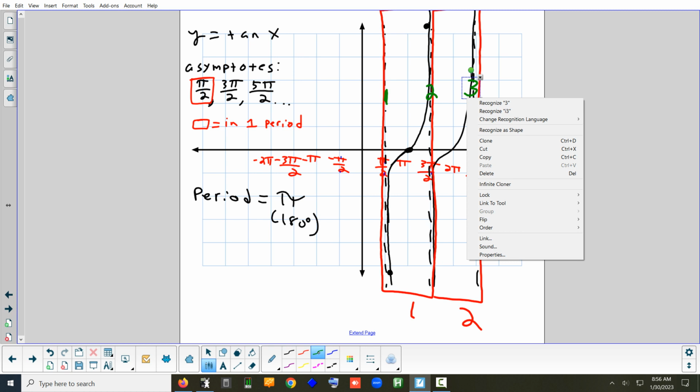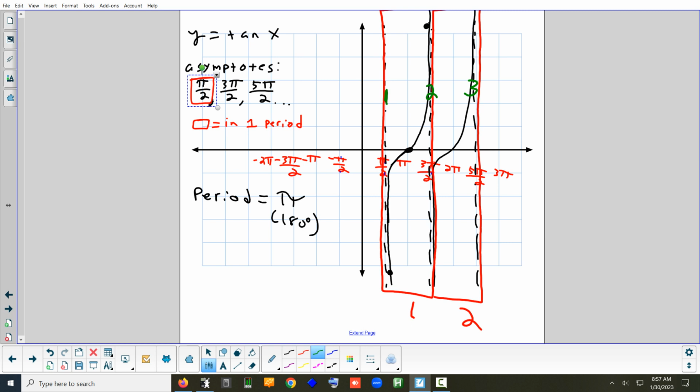Okay, so there is 1 asymptote per cycle, and that's why I put a box around this. Pi over 2 is the asymptote in the first period. This 1 here goes with that 1 right there. 3 pi over 2, that asymptote I would say belongs to the second box. And then 5 pi over 2 belongs to the next box, which I didn't draw. Okay, so a couple things just to understand there about how tangent works.